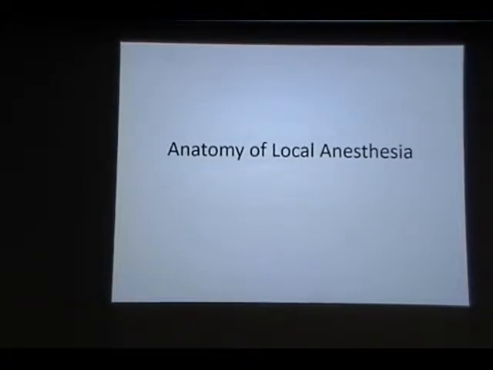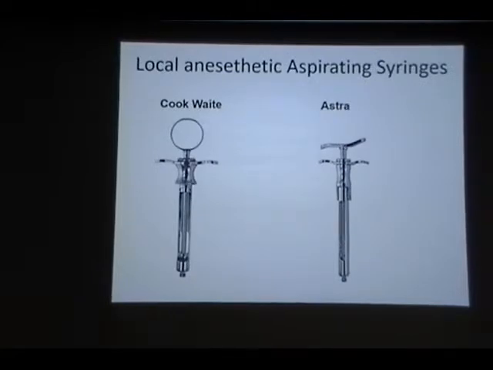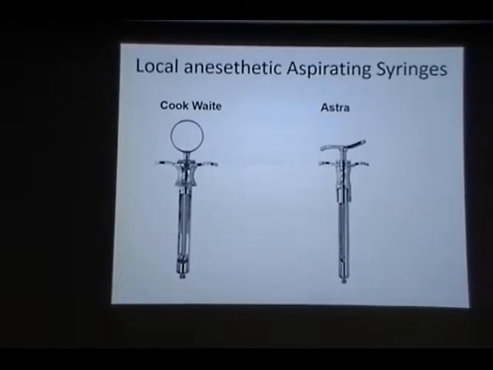All right, so, you know, we're delivering this, we need some tools to do this, okay? We need one of these two types of syringes here. We have over on your left the syringe that we're going to use in the laboratory. This was designed by an anesthetic supplier. Primarily, one of the primary local anesthetics was Carbocaine, and this was Cook-Waite.